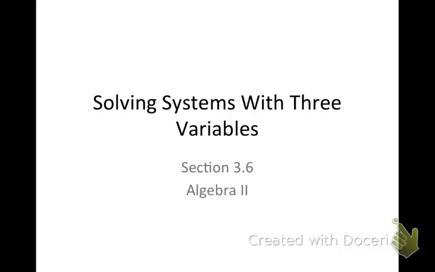Alright, today we're going to talk about solving systems with three variables. A lot of times in this chapter we've talked about solving systems with two variables, like solving by graphing, solving by substitution, solving by elimination, those types of things. Today we're going to solve systems with three variables. Instead of getting ordered pairs as answers, we're going to get ordered triples, so answers that deal with x, y, and z.